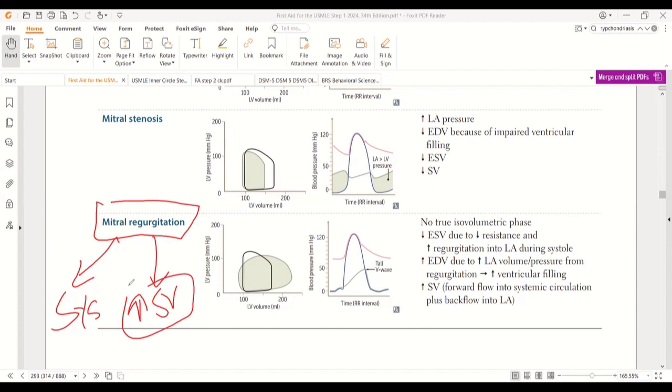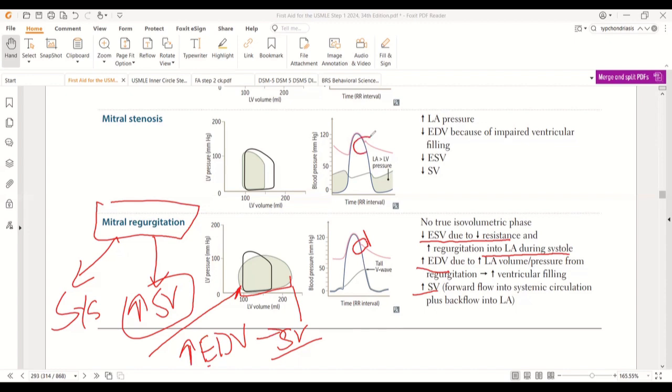Okay, so this clearly shows that the stroke volume is increased. Why is it increased? Because end diastolic volume is increased, right? Yes. And systolic volume is decreased, you noted that, due to decreased resistance and increased regurgitation into the left atrium during systole. And diastolic volume is increased and stroke volume is also increased. Here the dicrotic notch is also present. That is a normal dicrotic notch.